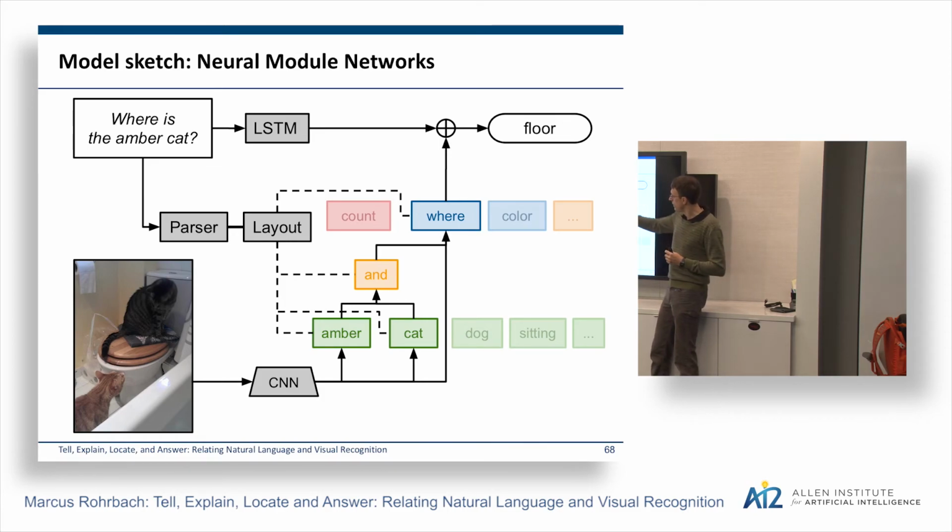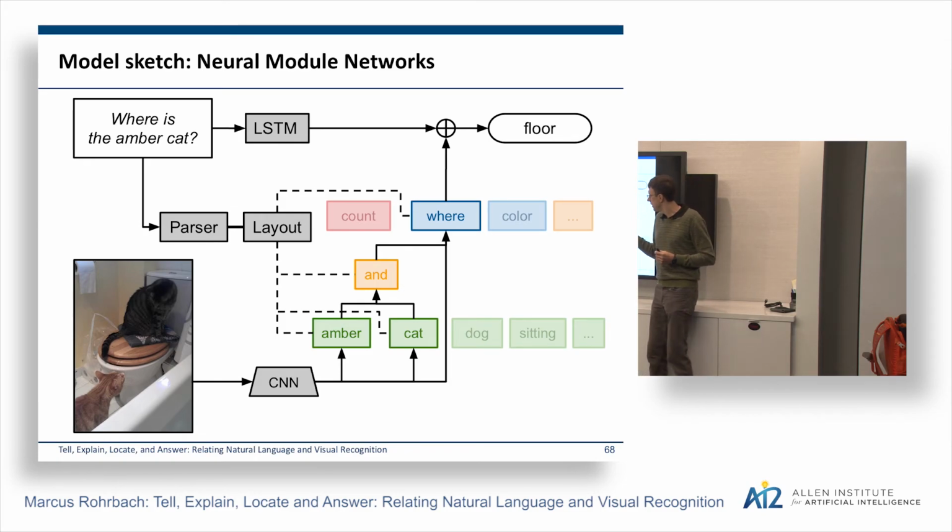But then to answer the question, we have the amber cat. We sort of need to have a module which predicts where is amber, and we need to have a module which predicts where is cat. And if we know where amber is and where cat is, we can combine these 2 predictions and have a where module, and then hopefully predict floor.